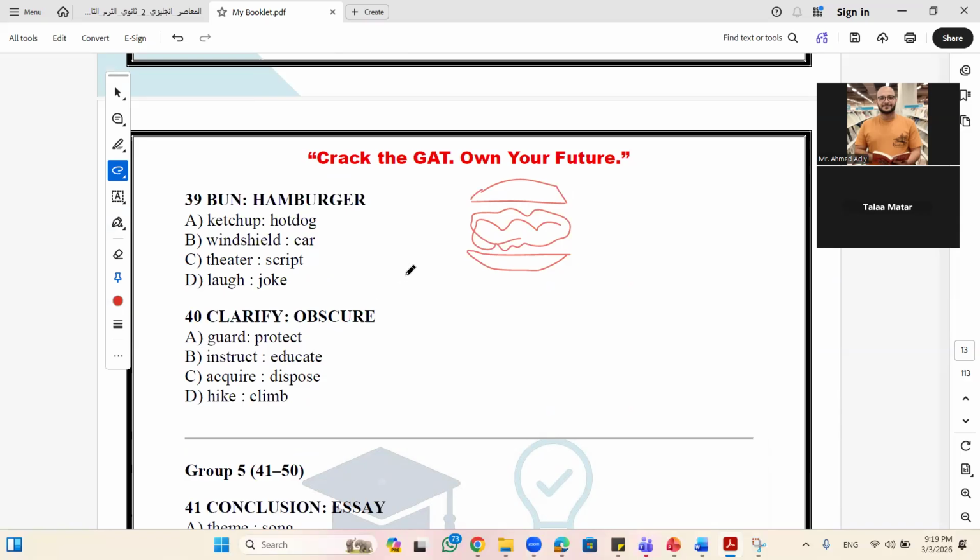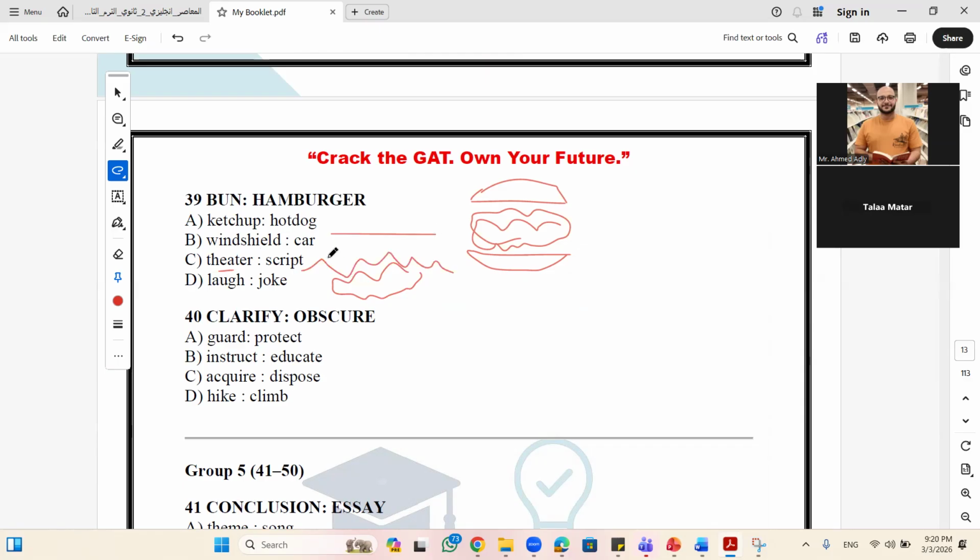Theater and script? Theater, this is the place, and the script is a theater. Part of the script. I think the relationship here is not straight. The script is something that the actors read in a theater. So we have a better relationship. The relationship between both is twisting. I need a straight one.